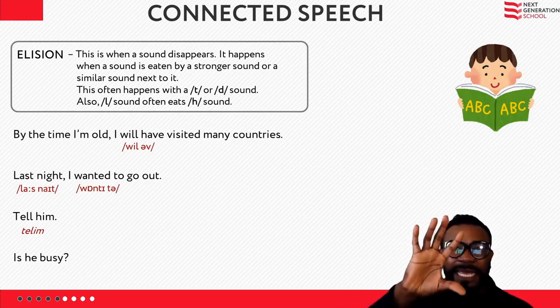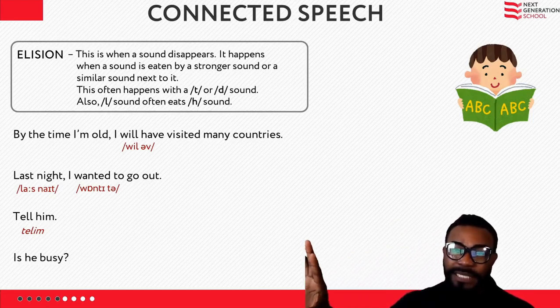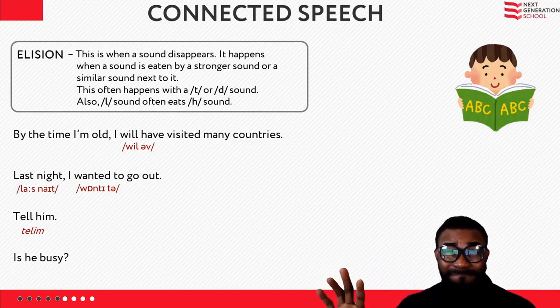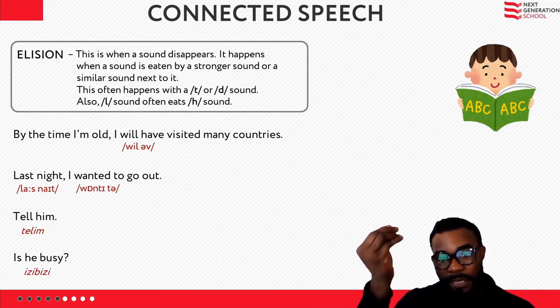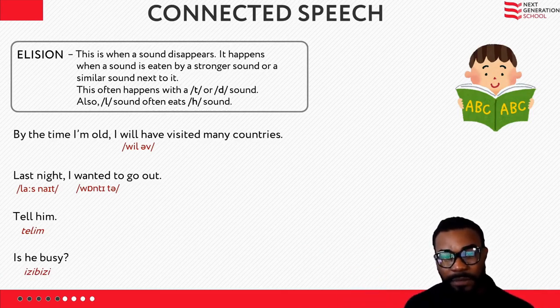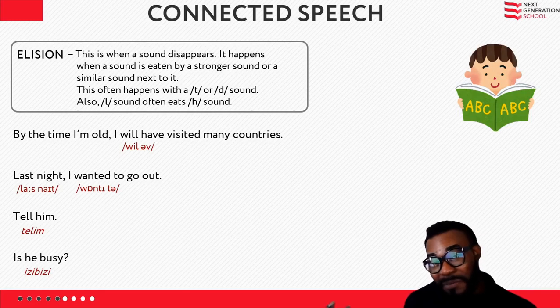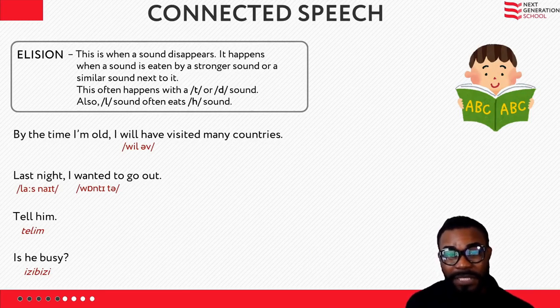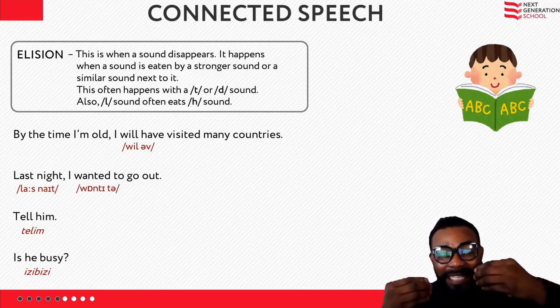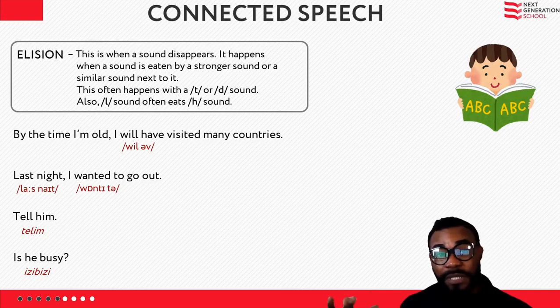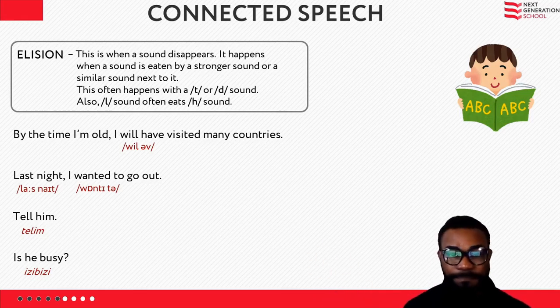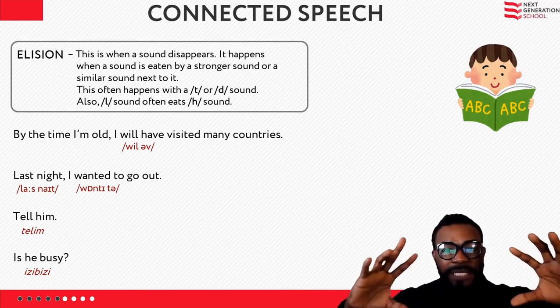More example. Here we have "is he busy?" But then when we read quickly, we say "is it busy?" So we drop the H sound because it's usually quite weak. So it is usually eaten by other sounds. It's a very weak sound. Huh. So here we have, is it busy? Now, let's repeat all the sentences.